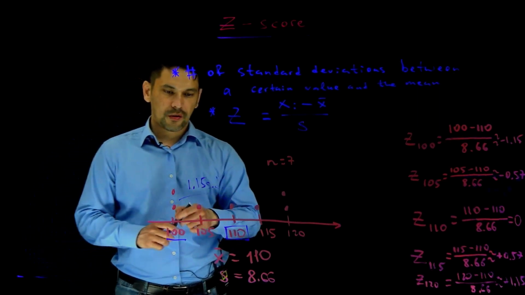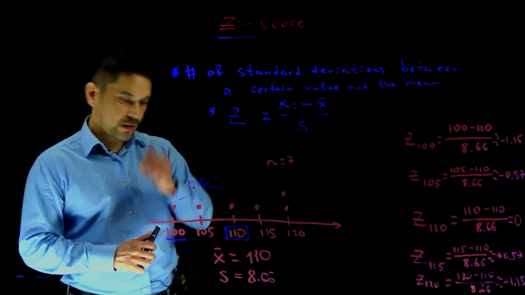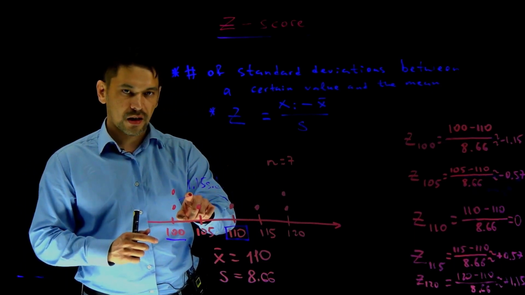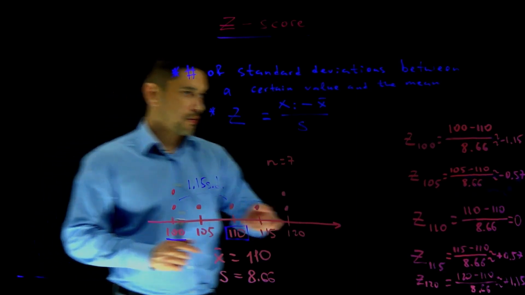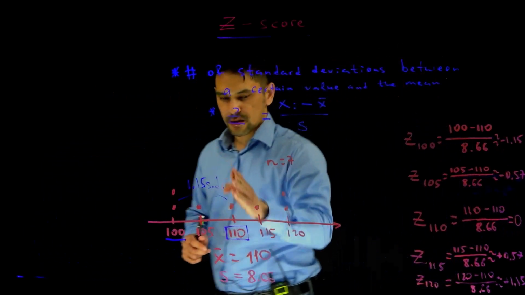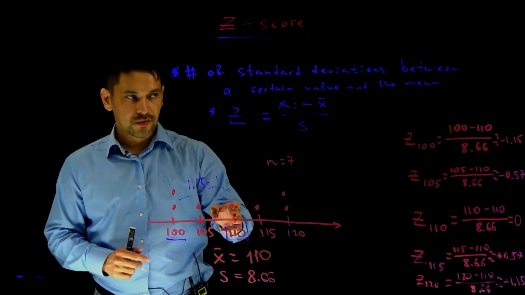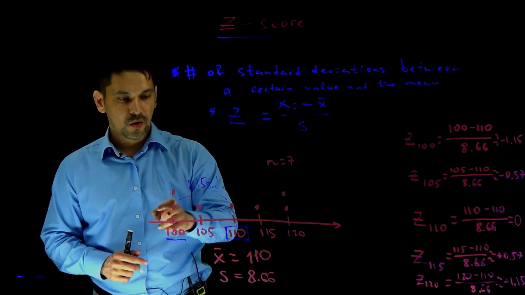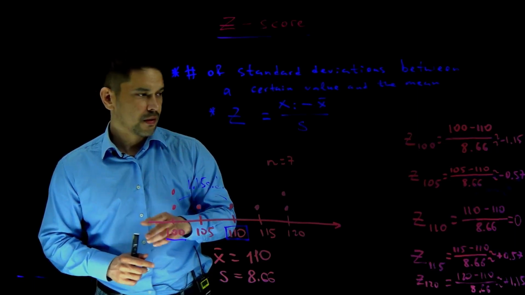Or you can think of it this way: the distance between the value 100 and the average is equal to 1.15 standard deviations. Now, this value has a negative z-score. Why? Because the value 100 is less than the average. I mean, it's to the left from the average. That's why it has a negative sign.